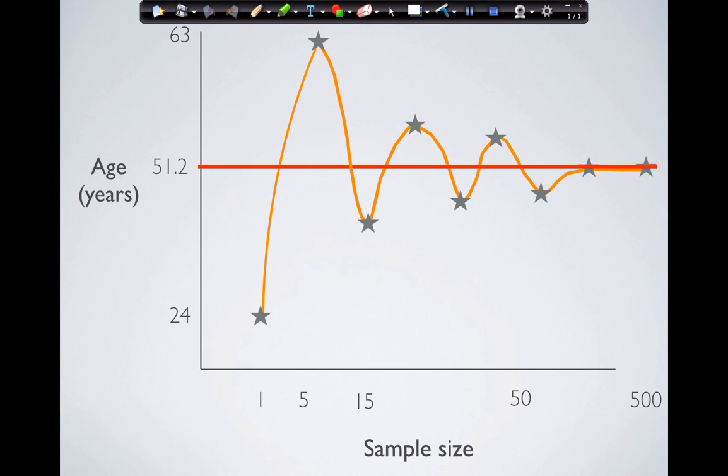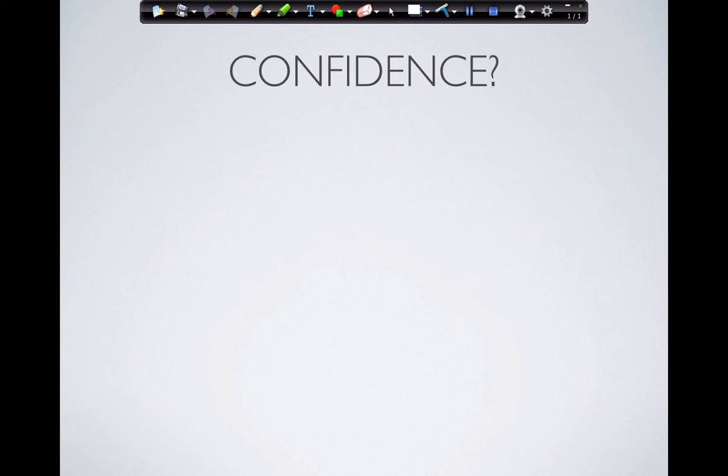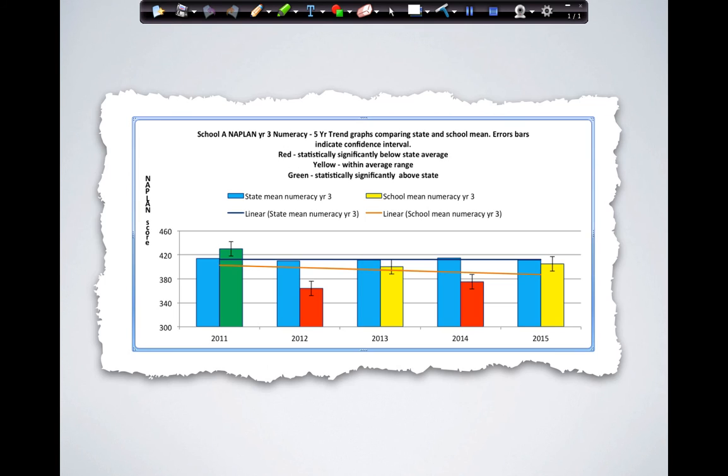How certain are we of how representative that average age is? We're going to talk about that in the next video. As I said, in the next vignette, we'll talk a little bit about confidence and how confident you can be around a particular value. And then we'll be able to look more carefully and more closely at what it is to be a mean or an average.